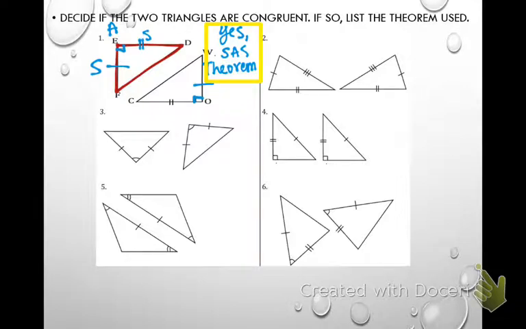Number 2, I'm going to compare my triangle on the left to the triangle on the right. I have a side marked congruent to a side. What else do I have? Another side, congruent to another side, and then another side, congruent to another side. Is this a theorem? Yes, it is. Which one? We don't say SSS because we're educated. Side, side, side.